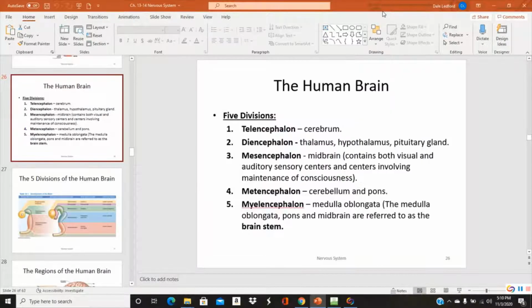Hello, everyone. Welcome to our very last lab recording for this semester. And in this one, this is the second part of the nervous system. We're going to be focusing on the brain and the cranial nerves.